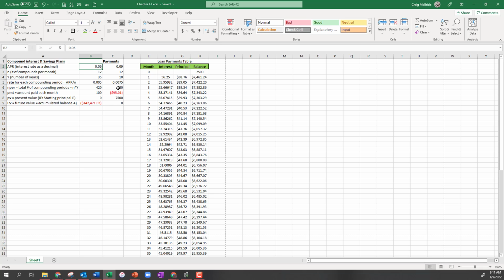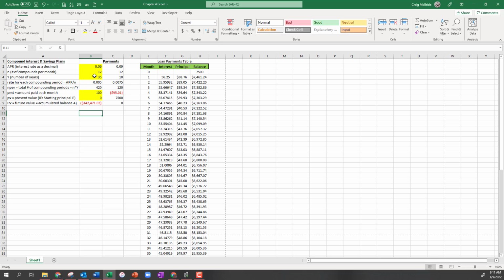We've got our 6%, right? Our number of compounds per year was 12. They told us our Y was 35. And then rate is calculated for us. So, maybe you want to highlight the things that you type in yourself, right? So we're going to type in these numbers. This one's calculated for us. This one's calculated for us. This one we have to type in. This one we have to type in. And then the bottom one is calculated for us.